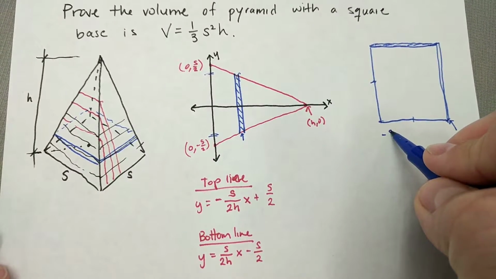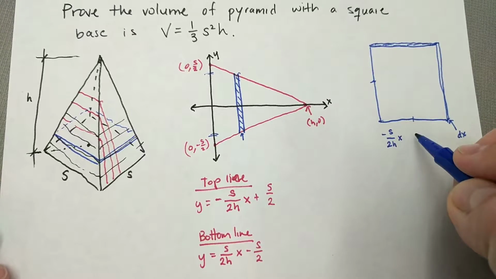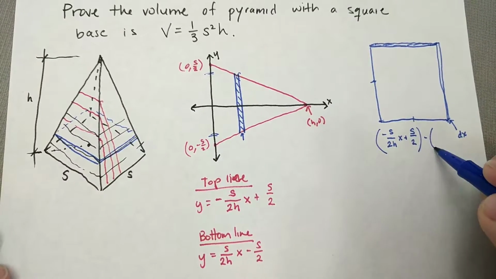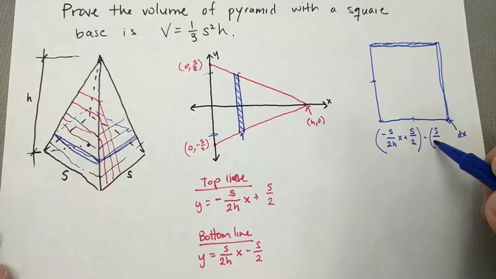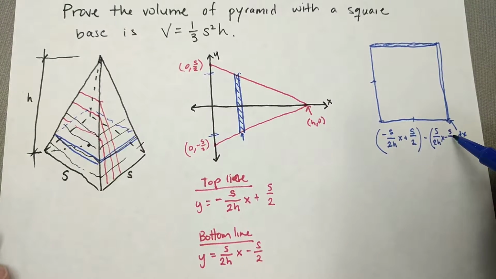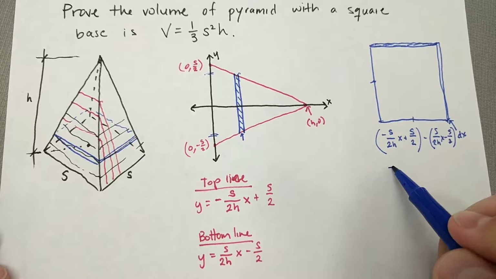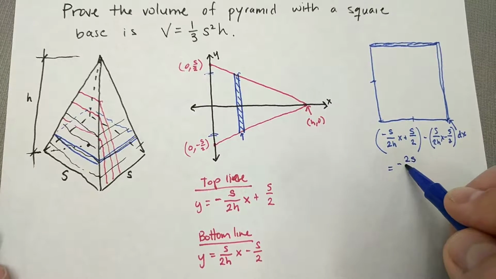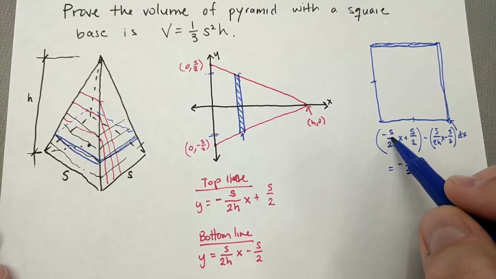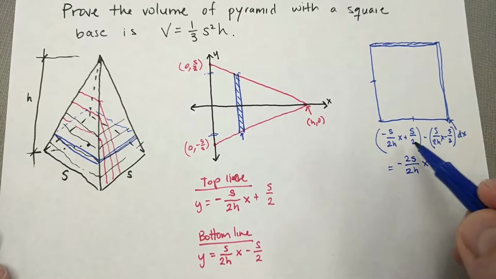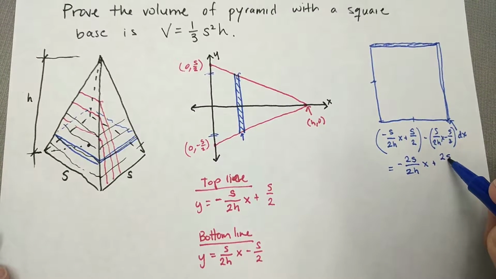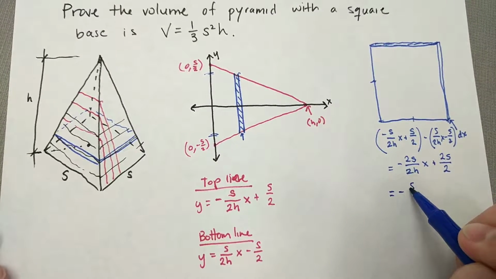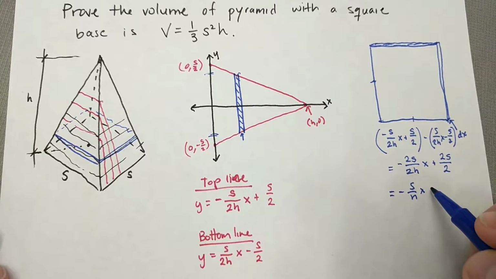It's going to be negative s over 2h x plus s over 2, subtract, and then the bottom line, s over 2h x minus s over 2. Which, when we simplify that, let's see here, that's going to be negative 2s over 2h x when you add those two things together. And then these ones will be plus 2s over 2. Some 2's will divide, so we got negative s over h x plus s.